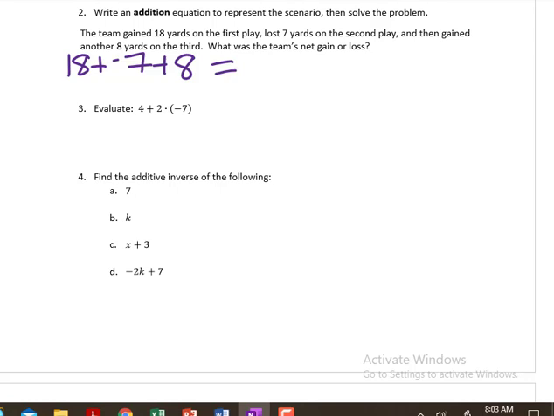What was the team's net gain or loss? Well, I can group numbers. The -7 plus the 8 would give me a gain of 1, a net gain of 1. So 1 plus 18 is 19 yards net gain.